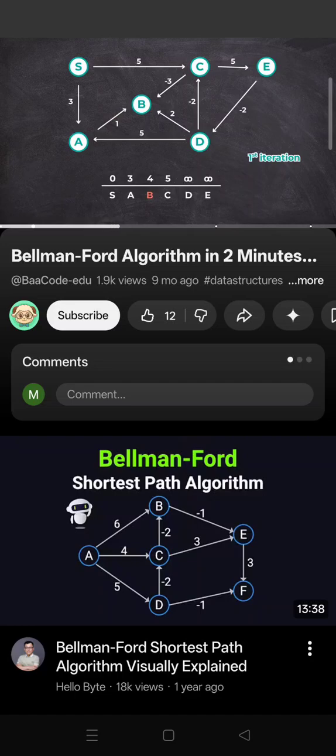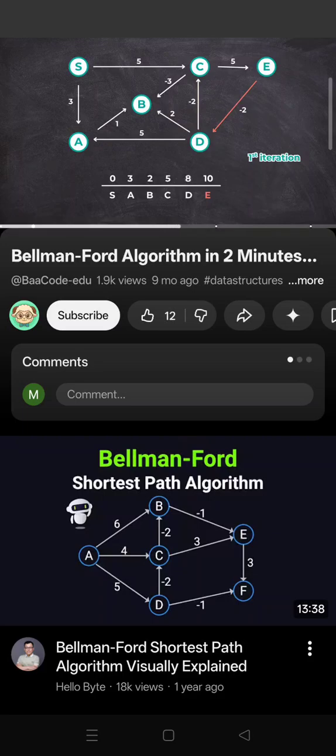Next up is vertex C. We know we can reach C with cost 5. Looking at the outgoing edges, we can reach B with cost -3 and E with cost 5, so we update our table accordingly. For vertex D, we don't even know how to reach it yet, so we move on to E. We can reach E with cost 10. From E, we can reach D, so let's update the table.